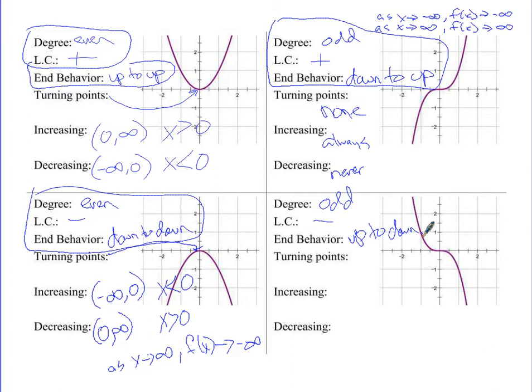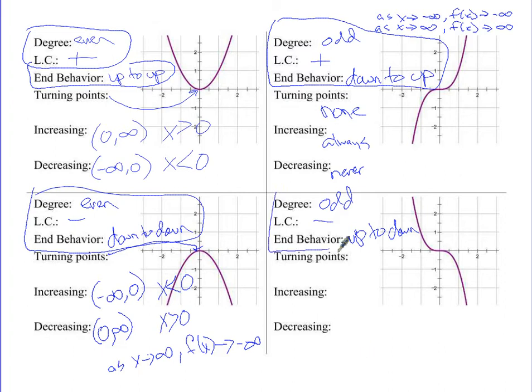Just start on the left. Where's the graph at? Up or down? Up. Go to the right. Where's the graph at? Up or down? Down. So you write up to down. Do we have any turning points on this one? No. Are we ever increasing? No. Are we ever decreasing? Yeah. When? Always. Okay. So in this particular case, that would be your answers here.